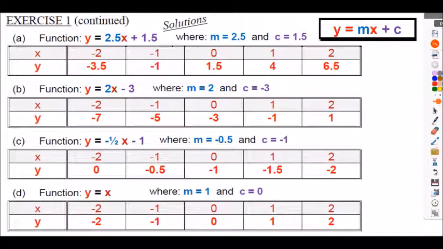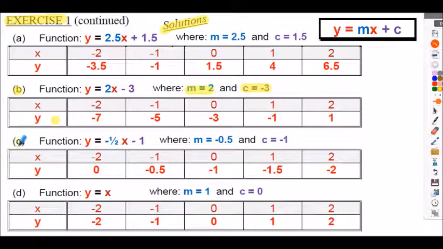So here's exercise 1. The solutions to each of the lines A, B, C and D are shown here. We covered equation A on the previous slides, but equation B is shown here. So hopefully you have m is equal to 2 in this case, and the c is equal to negative 3. The y value is shown here in the table.